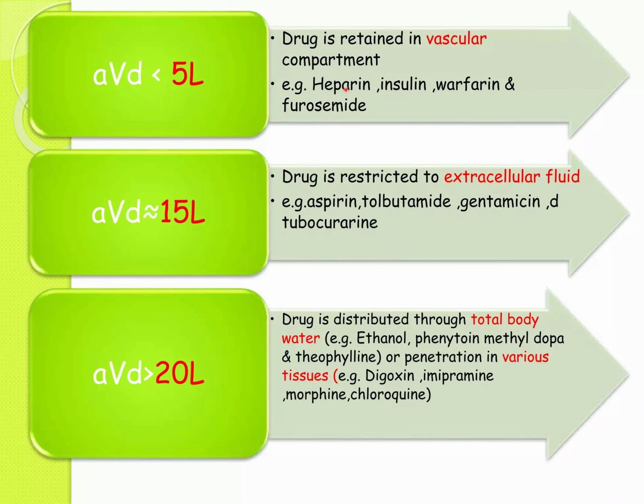Blood is basically composed of water and blood cells. Water constitutes 55% of the blood. So blood is somewhat hydrophilic. So the drugs which have a lower volume of distribution will ultimately remain in the blood. So the drugs which have a very high volume of distribution, what does it mean? It means they are distributed through total body water, within the body tissues, various tissues. For example, ethanol, phenytoin, methyl dopa, digoxin, imipramine, morphine. These are the drugs which are distributed throughout the body.